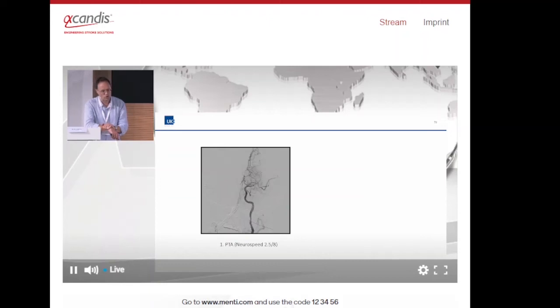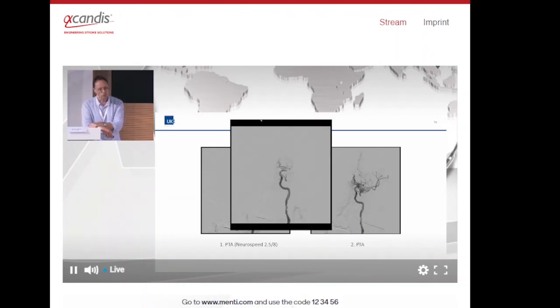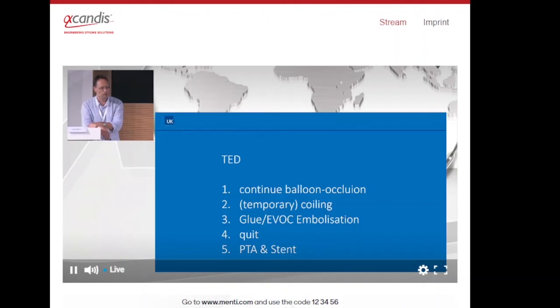So the colleague in charge went on for PTA and did the first PTA, and we talked about one problem with the Neurospeed. In some cases it's too short, so actually in this case the 8 millimeter is not enough for the whole stenosis. So second PTA, and after second proximal PTA we have this perforation. So the balloon was inflated, pressure was put down, protamine was given, and then the question is what to do now.